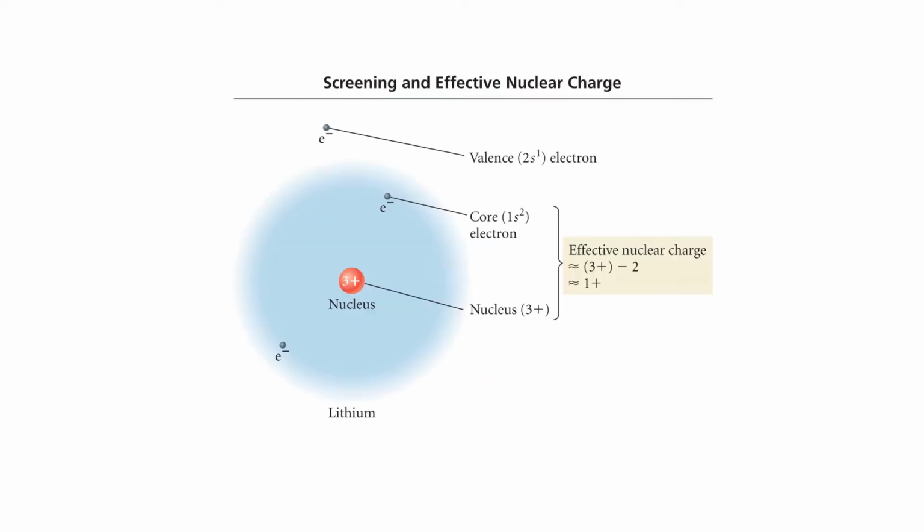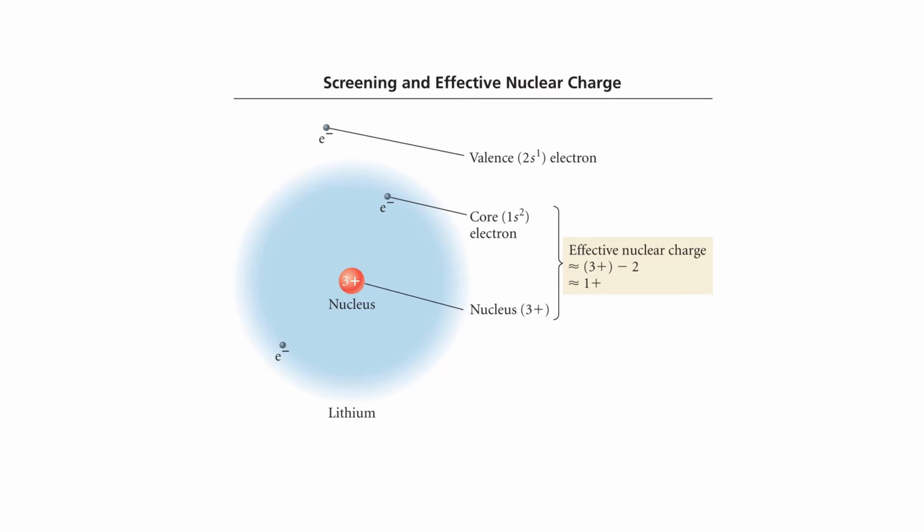So another way of explaining this is that the core electrons actually screen or shield those outer valence electrons from the full nuclear charge. And if you increase the number of core electrons, you'll increase the shielding and more effectively screen those valence electrons from feeling the full pull of the nucleus. So this is a picture of a lithium atom, and you can see the two core electrons in the 1s2 shell, and the valence, the outer electron, in the 2s shell.